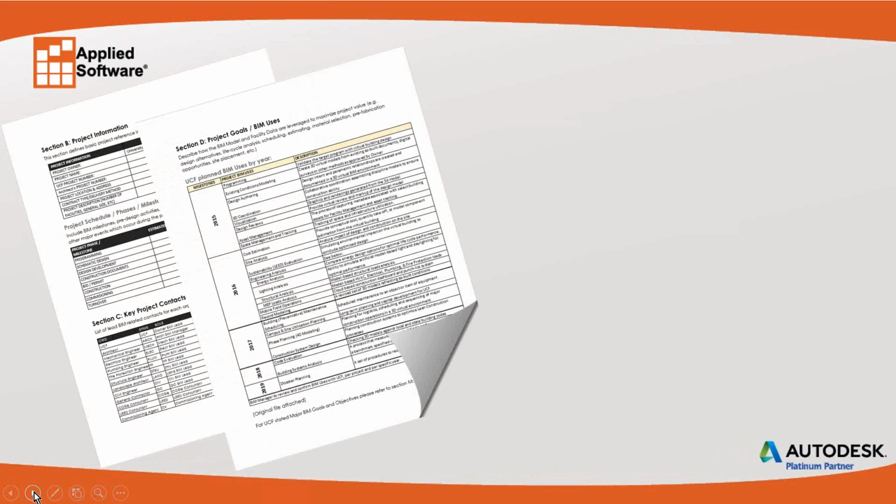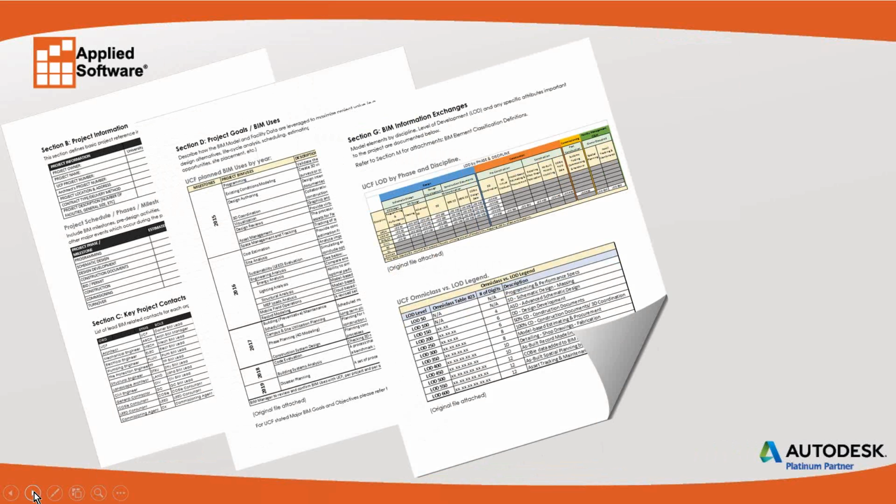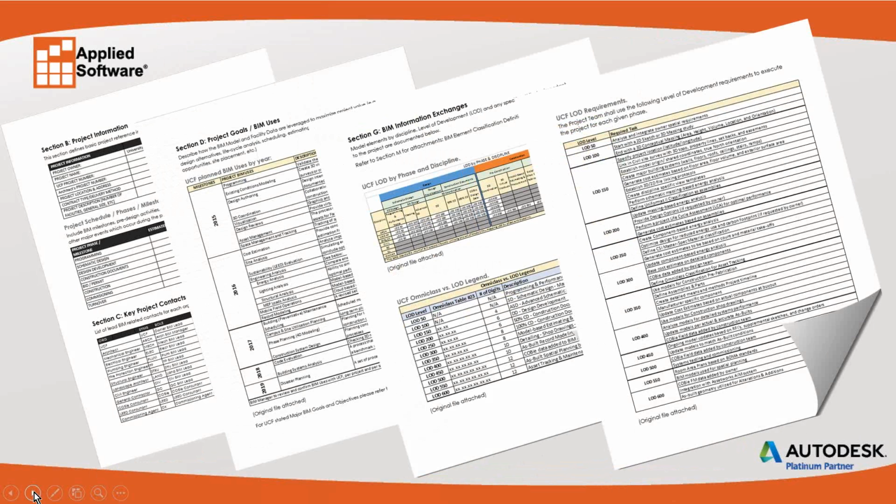This includes such things as project information, project goals for your 5-year term, information exchanges with different LODs and who's responsible for what, and different requirements exactly detailing what LOD requirements are created and what are included or excluded in those level of developments. Now these 4 pages are just 4 of about, I think, close to 300 different pages in our BIM execution plan that gives the ability to get precise information delivered at the end of the project.